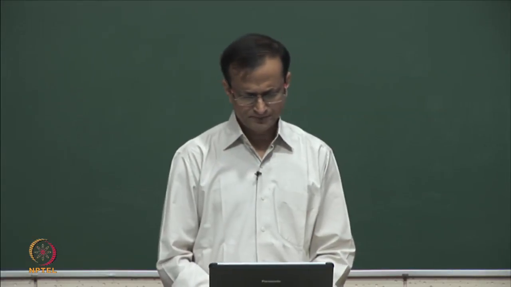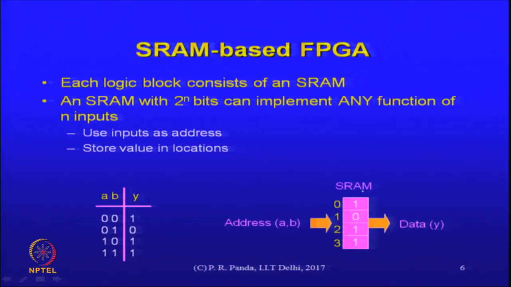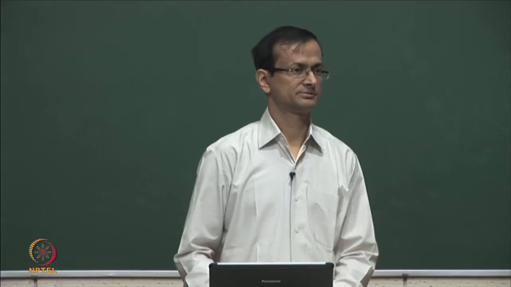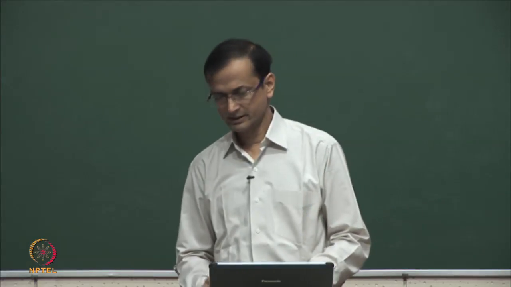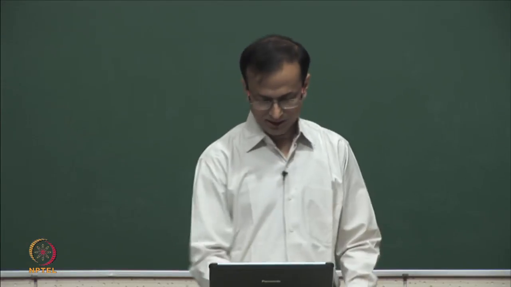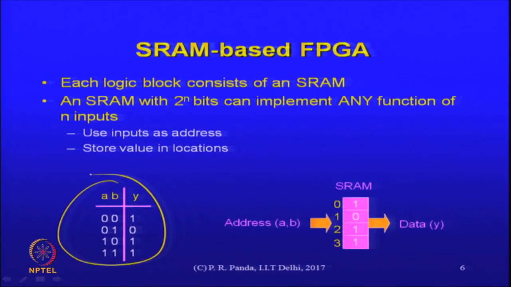Okay. But the idea is actually very simple in these SRAM-based FPGAs. Suppose I ask you to design a generic piece of logic that can implement any function of 2 bits. How would you do that? Any function of 2 bits means essentially I should be able to implement any truth table. A 2-input, 1-output function translates to a truth table in which there are 4 rows.